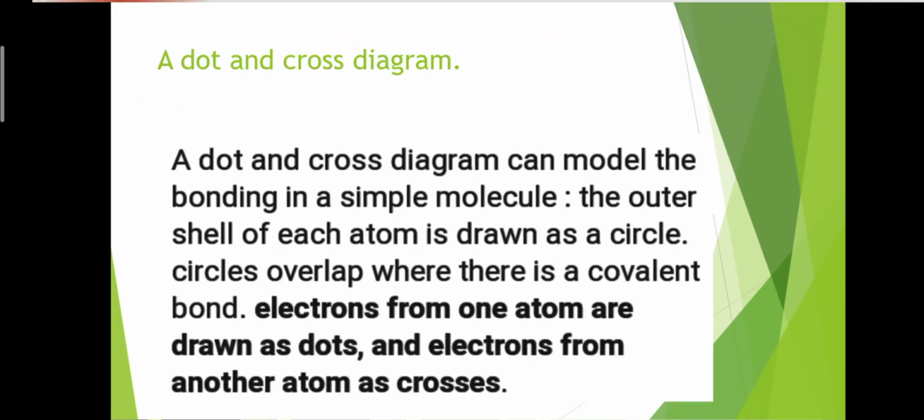A dot and cross diagram. A dot and cross diagram can model the bonding in a simple molecule. The outer shell of each atom is drawn as a circle. Circles overlap where there is a covalent bond. Electrons from one atom are drawn as dots and electrons from another atom as crosses.